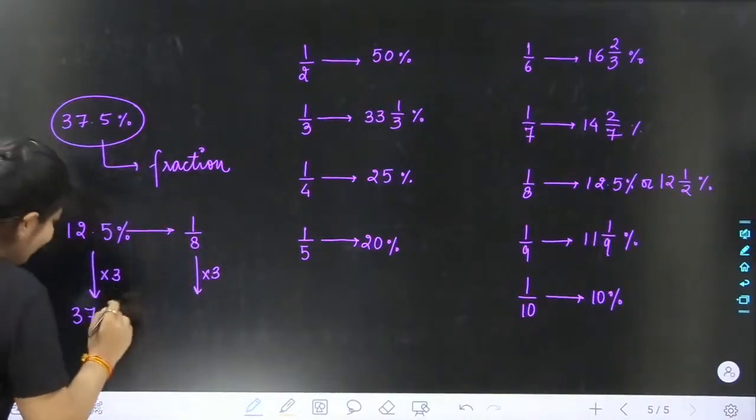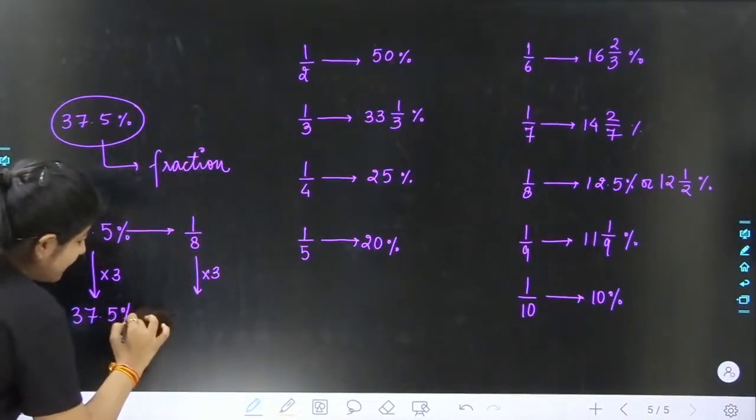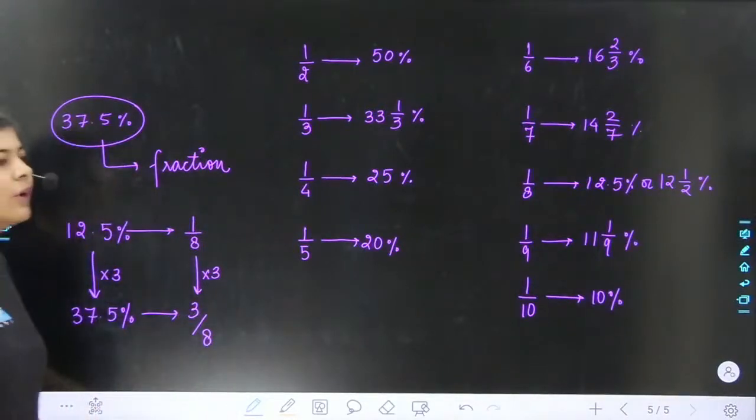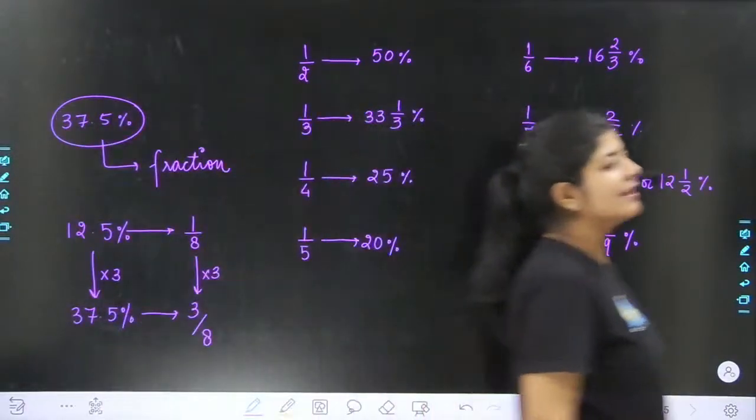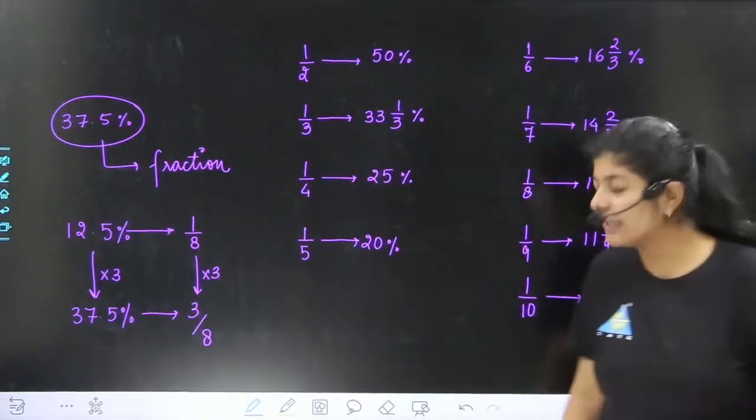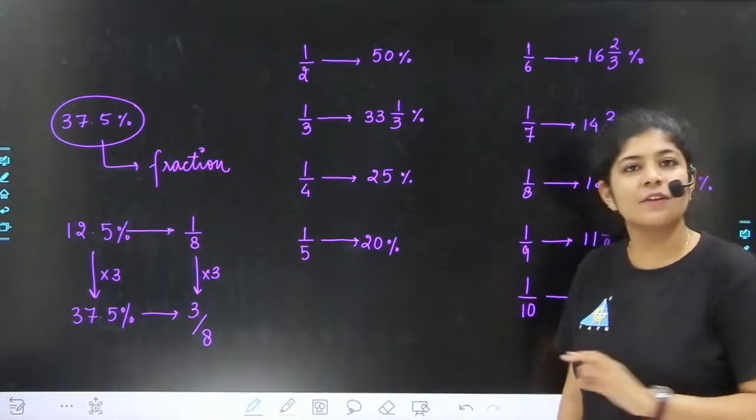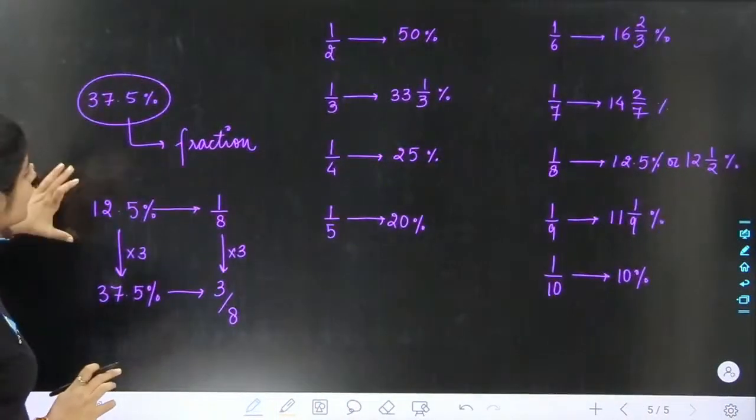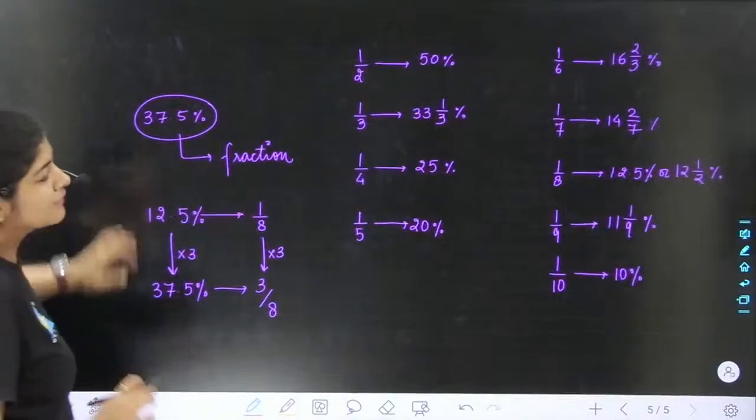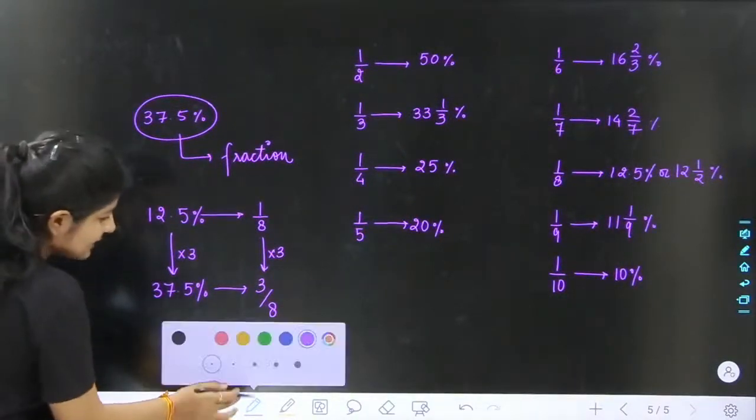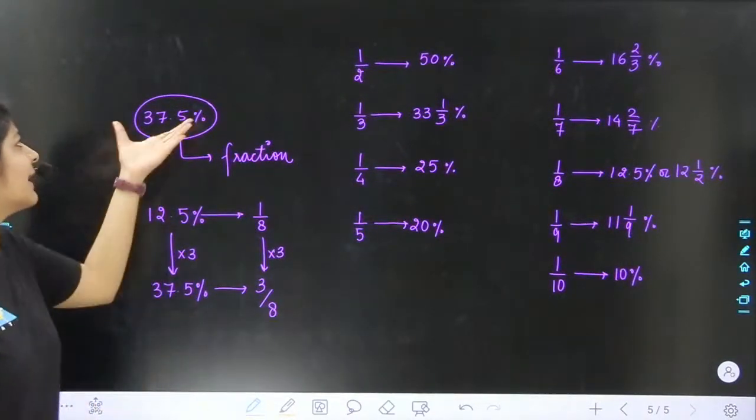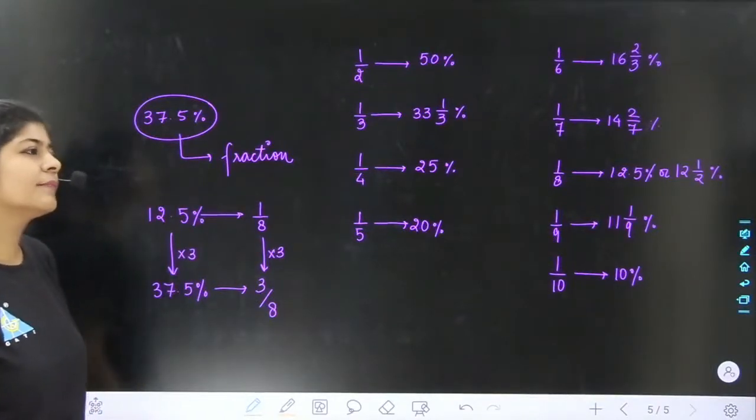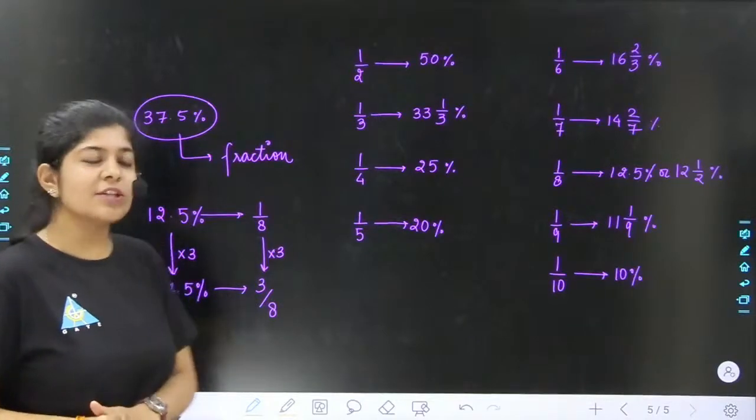So we will get 37.5% as a fraction is 3 by 8. We will get 37.5% in fraction as 3 by 8. Is it clear? Is it clear to everyone? How do we write 37.5% into fraction? Please let me know in the comment section, is that clear or not?